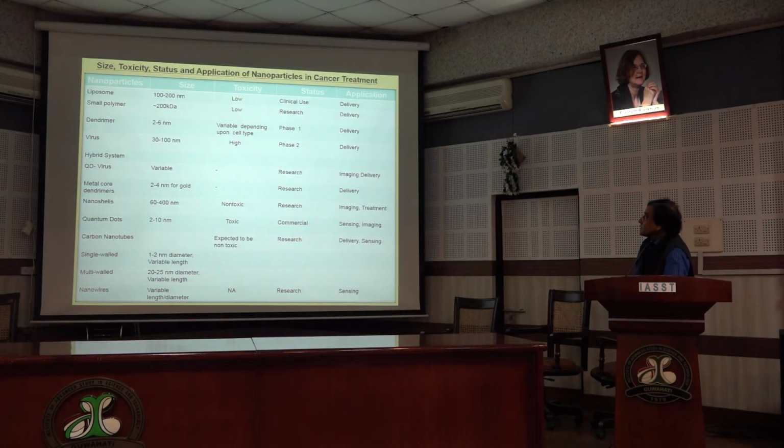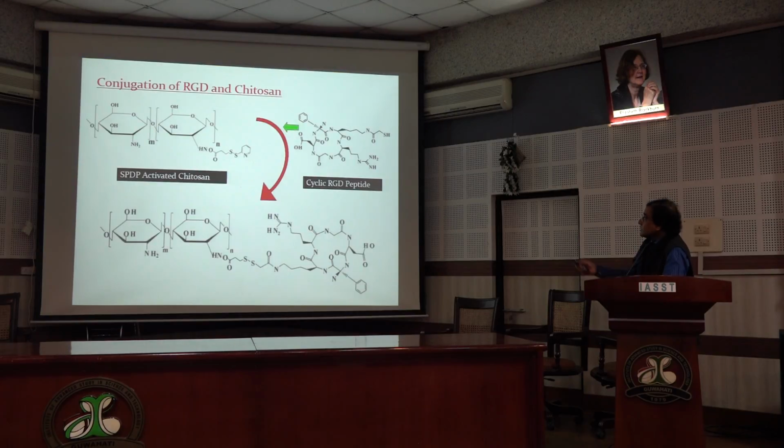With this, we also started a project in collaboration with IIT Delhi and V.S. Chauhan, ex-director ICGV, NCL, and a few others. But here, size, toxicity, etc. are important issues for those working with nanoparticles. In the project we are running on our own, we have selected chitosan-type nanoparticle, activated with a chemical crosslinker like SPDP, and further chemically conjugated with a cyclic RGD peptide. You can see this is the conjugation.